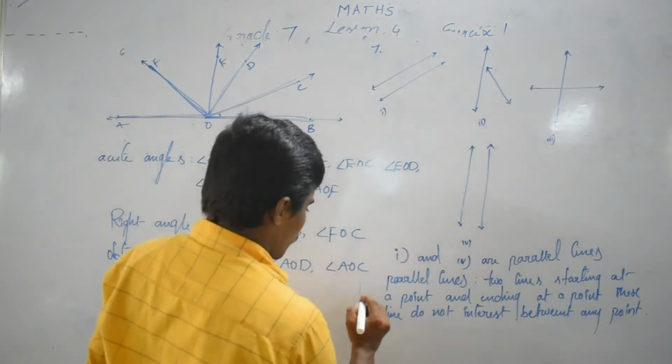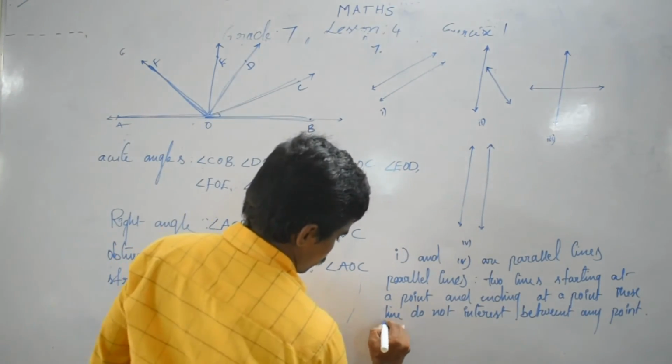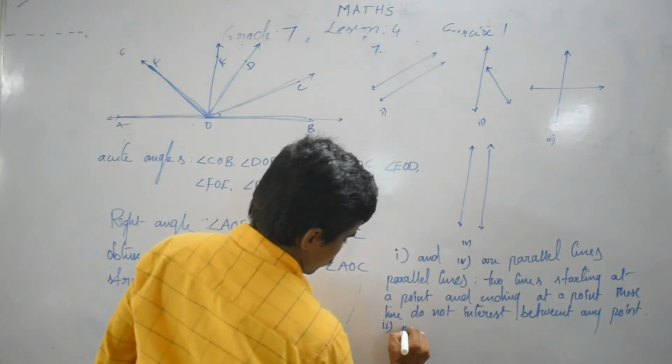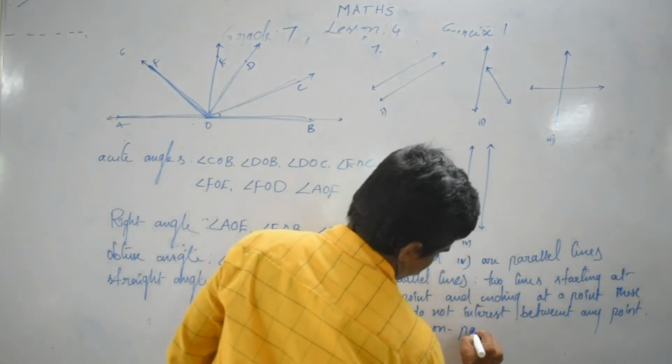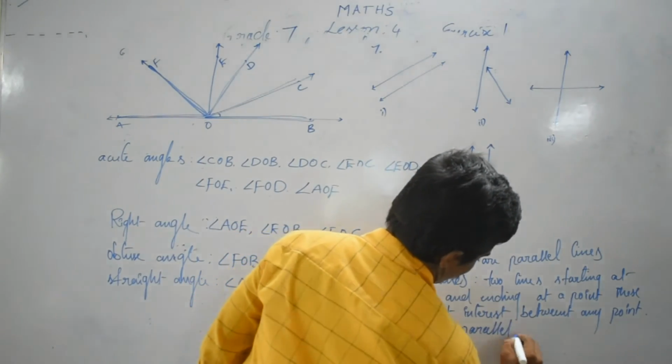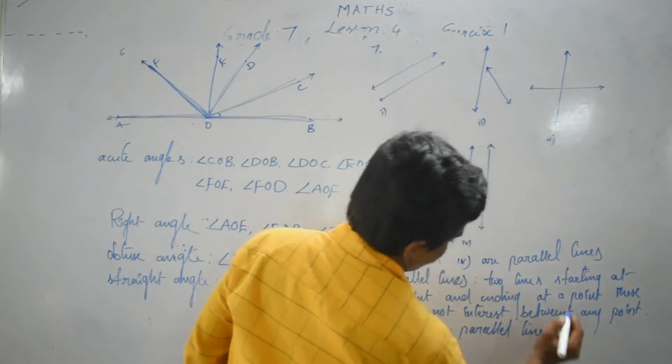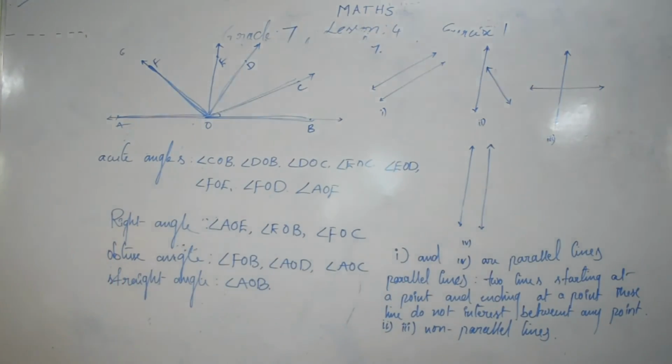So second and third are non-parallel lines. Seventh problem done. Next one, the last problem, the eighth problem. Which of the following are intersecting lines?